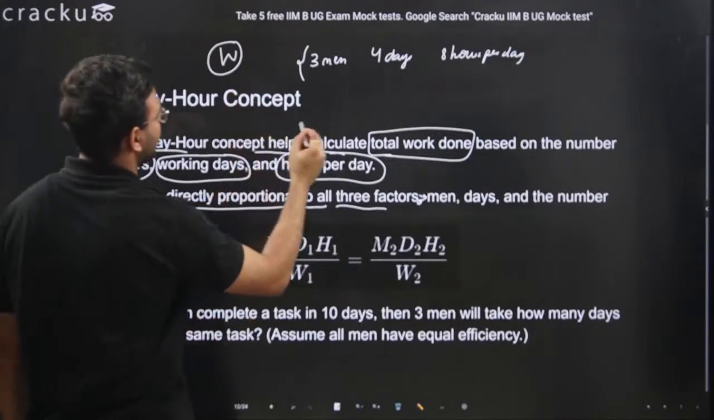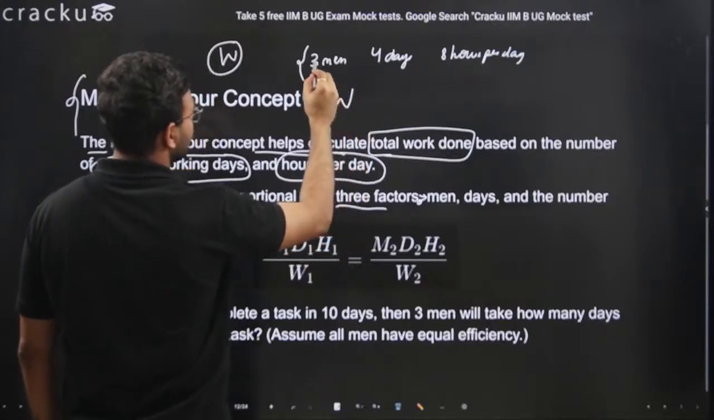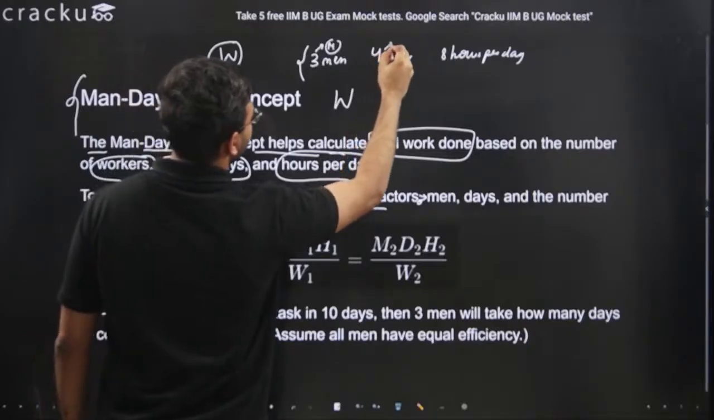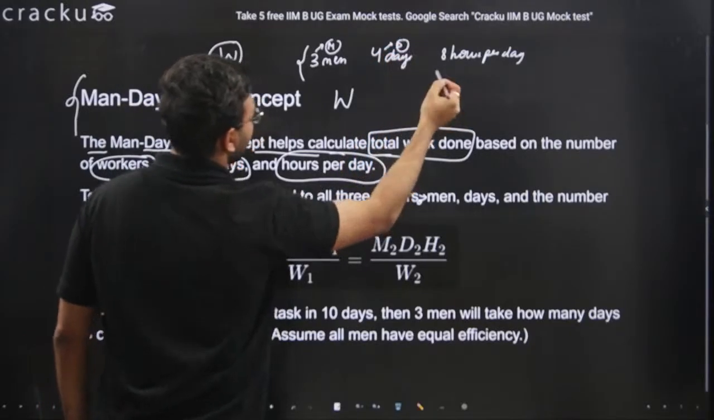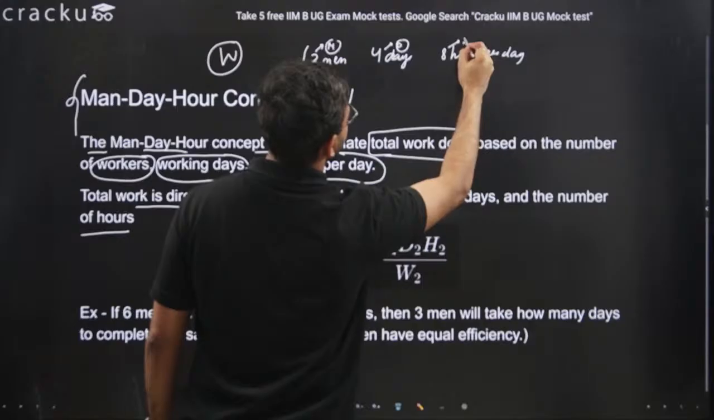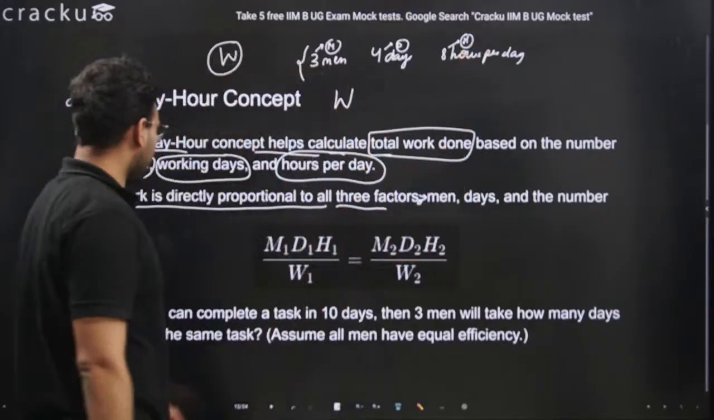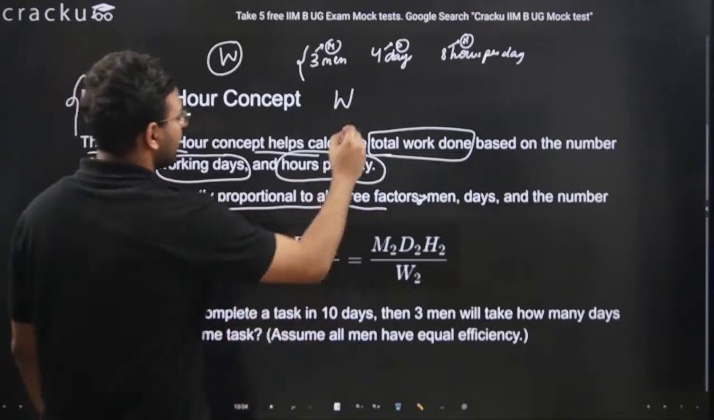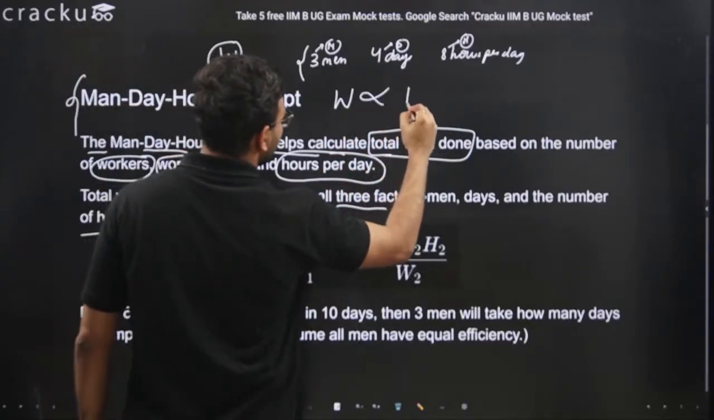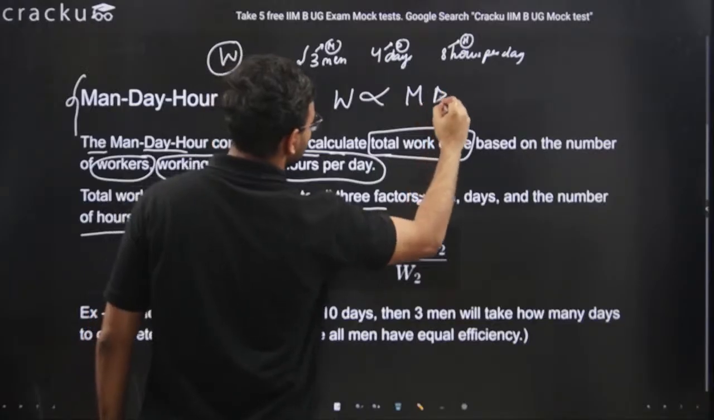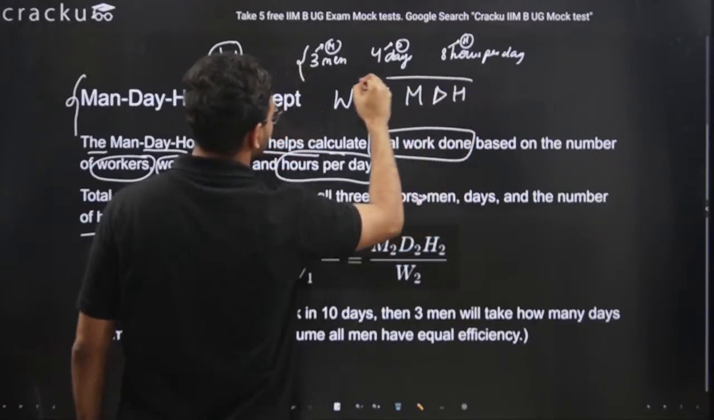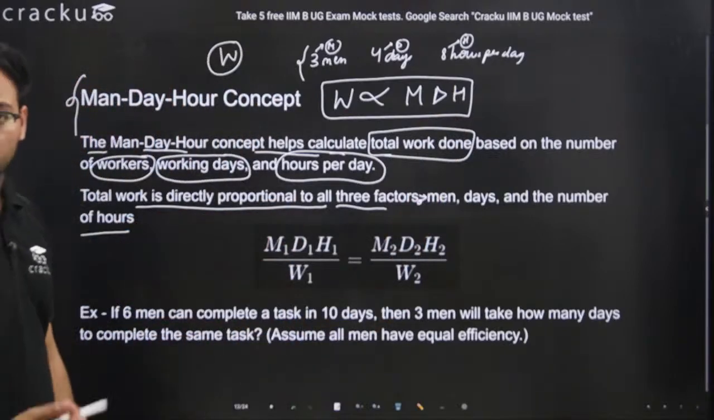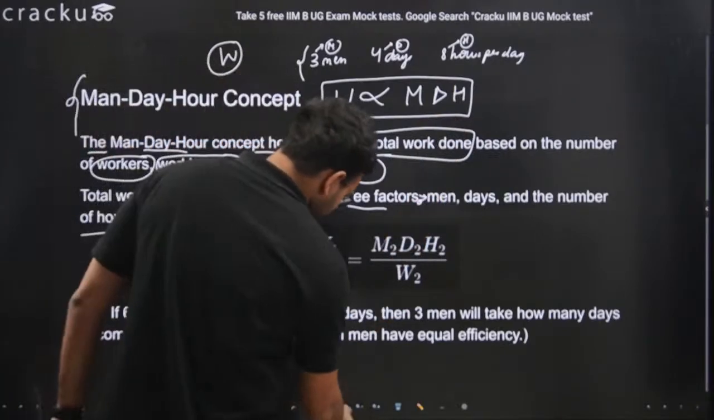So total work is directly proportional to, if instead of 3 men I say M men, instead of 4 days I say D days, and instead of 8 hours I say H hours. So total work is directly proportional to all 3 factors. Work is directly proportional to MDH, that is, it is directly proportional to the product of all three factors.